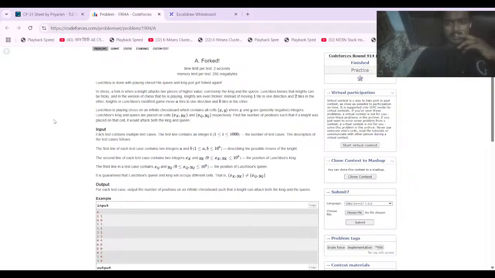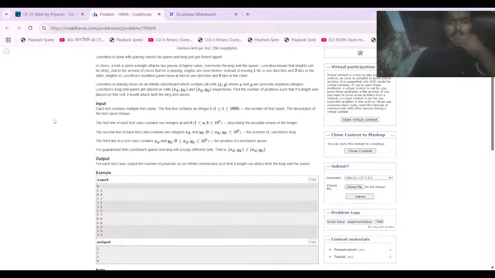Like he's playing, knights are even trickier. Instead of moving one tile in one direction and two tiles in the other direction, knights in Lunchbox's modified game move a tiles in one direction and b tiles in the other direction.